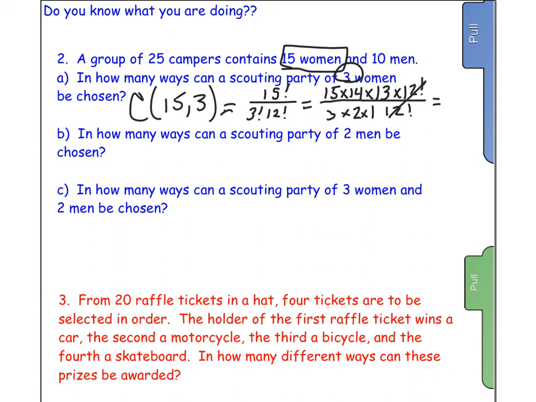So with the calculator, you can type in 15 times 14 times 13, all of it divided by 3 times 2 times 1, which is 6. So 15 times 14 times 13 is 2,730, divided by 6, gives 455 different ways to choose 3 women for the scouting party of 3.